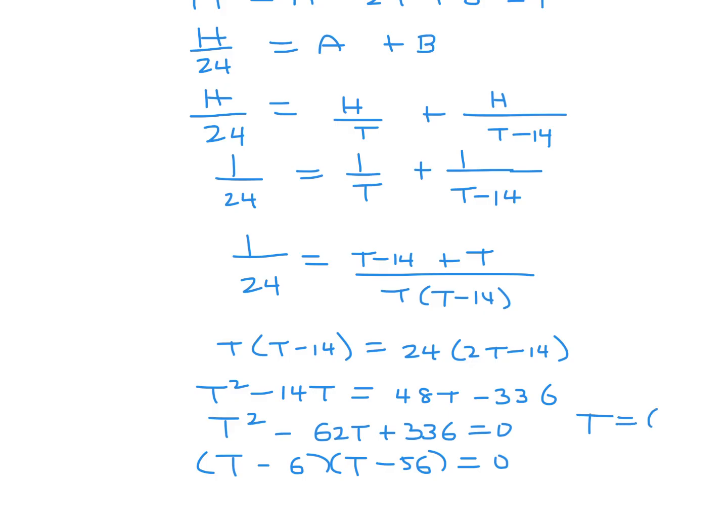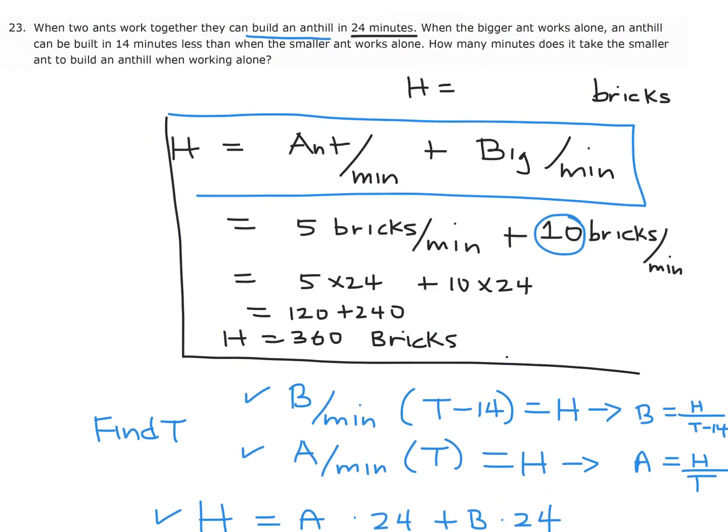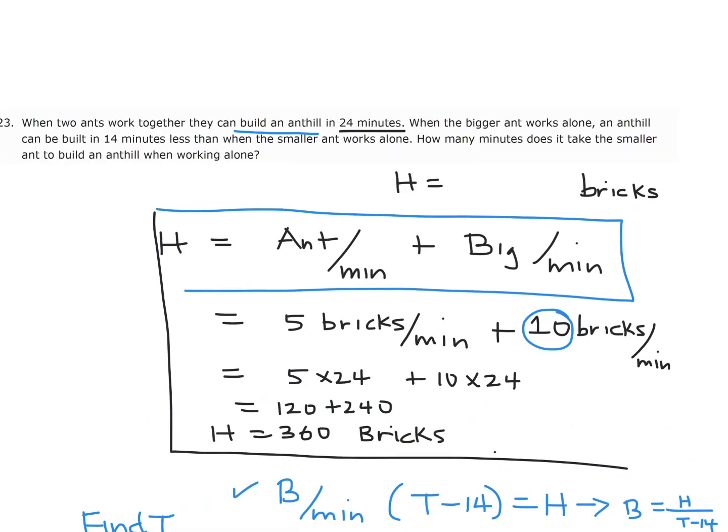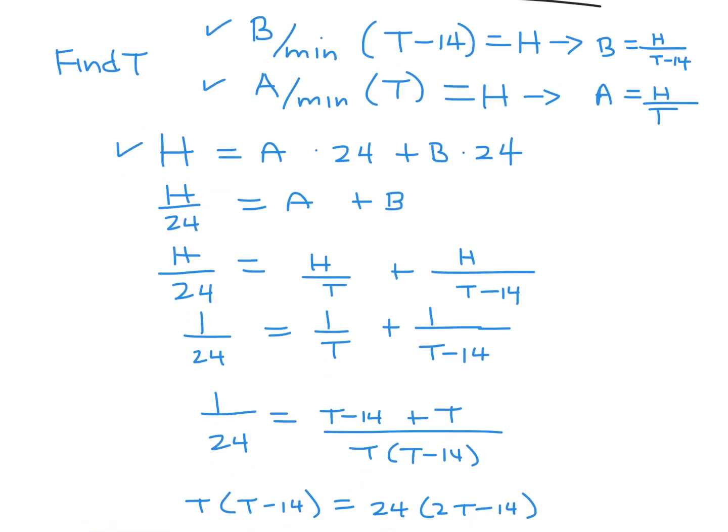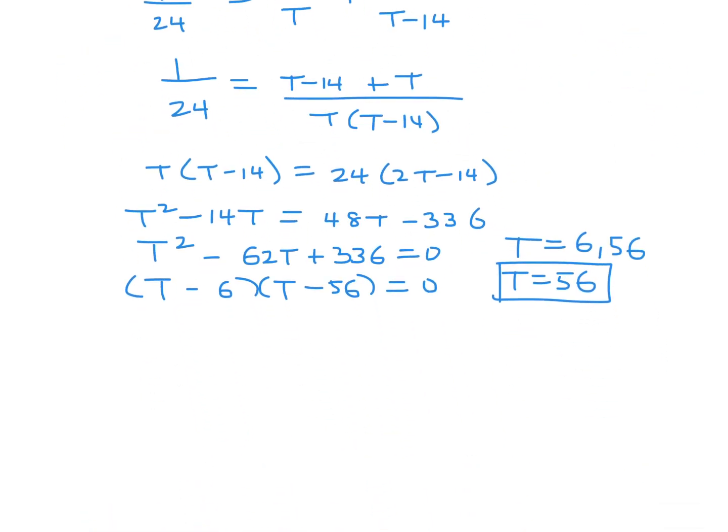So t is either 6 or 56, but obviously it's got to be 56, just common sense, because when they're both working together, they do it in 24 minutes. So if the small ant is working alone, it would obviously take longer. So it's not going to be 6, so therefore the answer would be 56. So you can just write that out. But on this question, they only care about the right answer. It's not a full solution, so you don't have to explain why 6 is incorrect. So just as long as you put 56, you will be getting the question right.